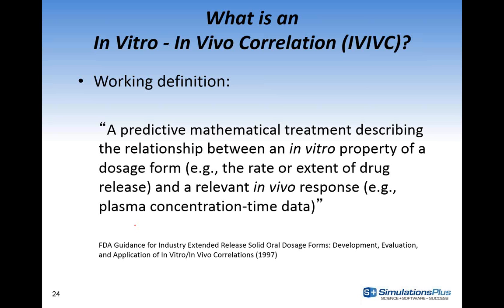So to go into a little bit more detail, what is an in vitro in vivo correlation, or an IVIVC? The working definition is that it is a predictive mathematical treatment describing a relationship between an in vitro property of a dosage form, in this case the dissolution rate, and a relevant in vivo response, the plasma concentration versus time data. And this comes from the FDA guidance.